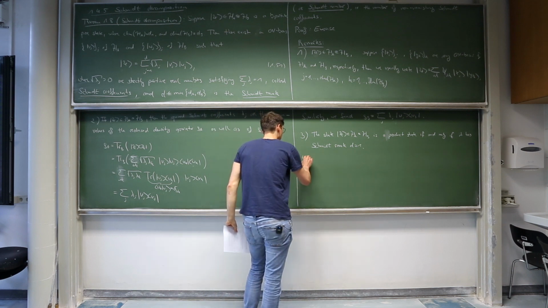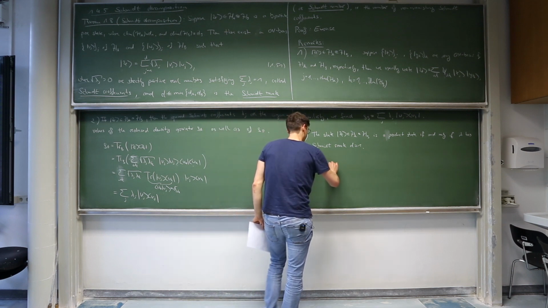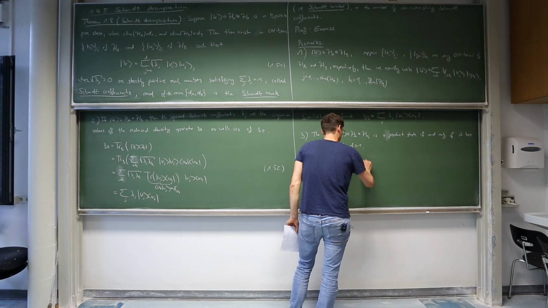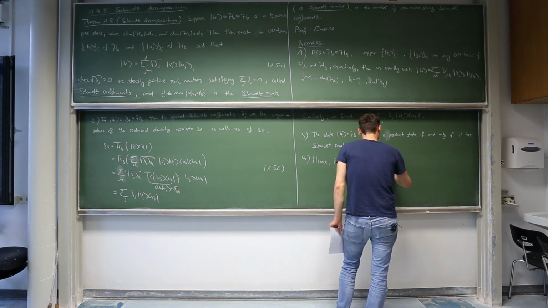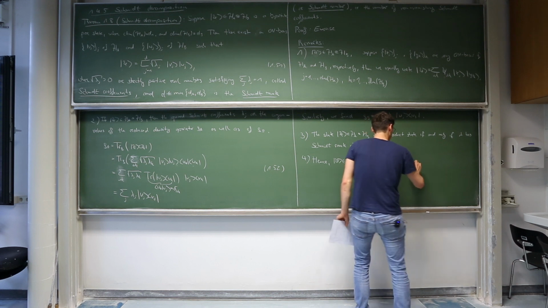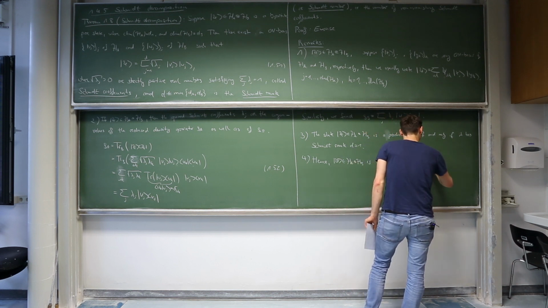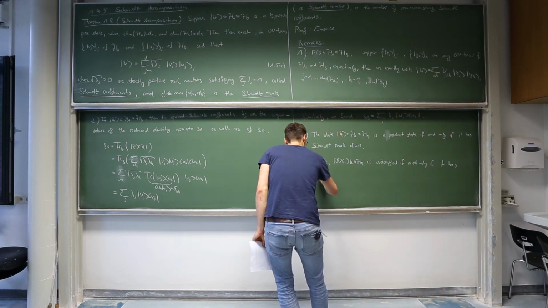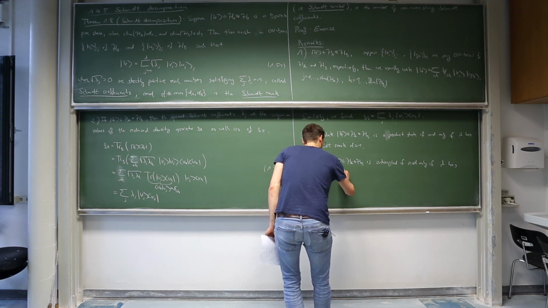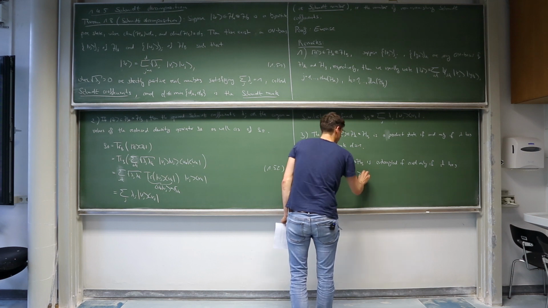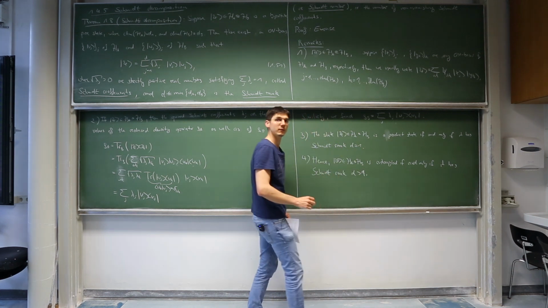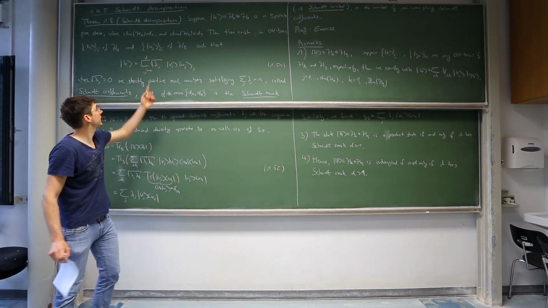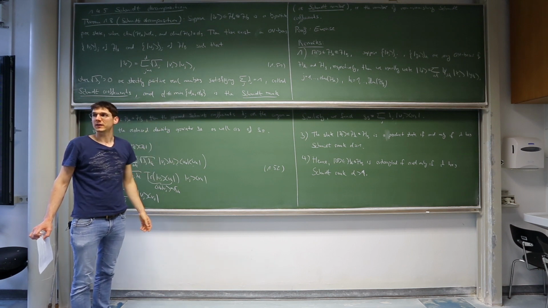And from this it directly follows that psi is entangled if and only if it has Schmidt rank d greater than 1. So this says that if we have a Schmidt rank d greater than 1, then we cannot write this as a product state, meaning that it must be entangled.